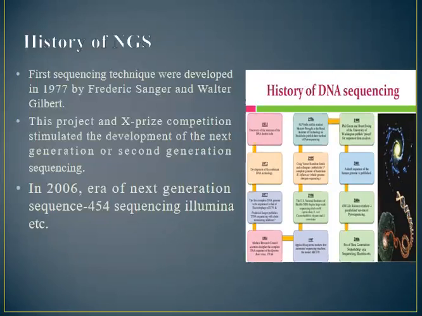This project and the X Prize competition stimulated the development of next generation, or second generation, sequencing. In 2006, the era of next generation sequencing began, with 454 sequencing, Illumina, etc. While the second generation of sequencing became widely popular in basic research, new improvements in sequencing technologies opened an era of third generation sequencers.